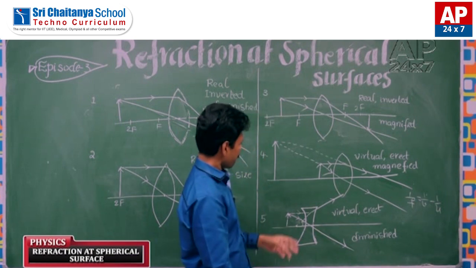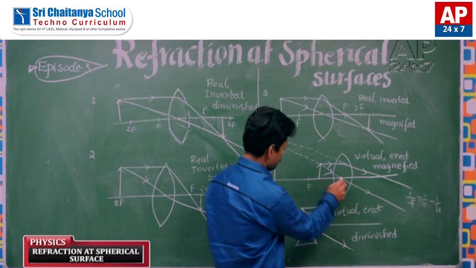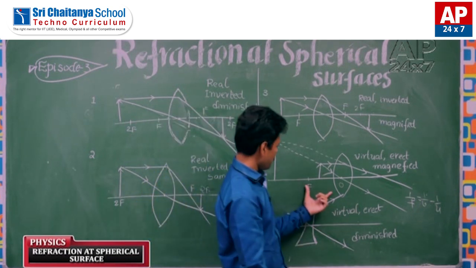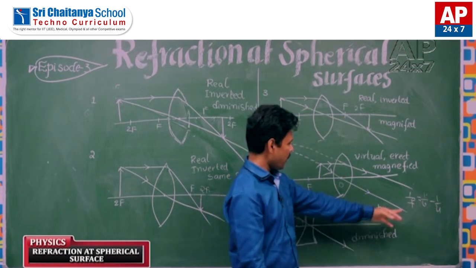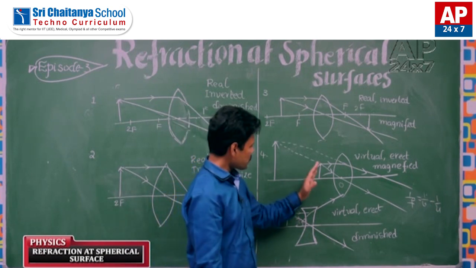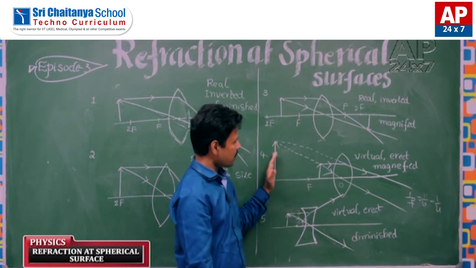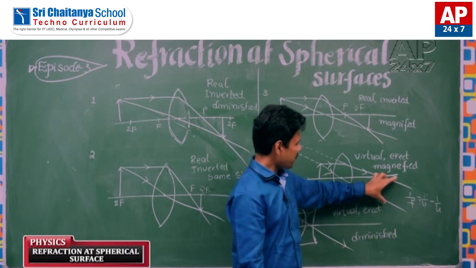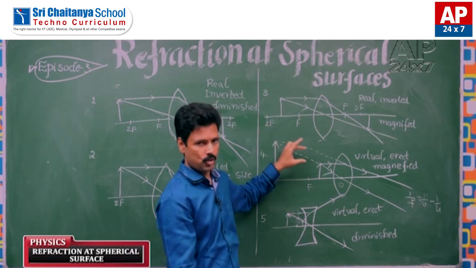Now let us take the next one. We are keeping the object in between focus and pole, or you can say optic center, right? Now see carefully, when we take the u value less than f, then the v value comes out to be negative. That means the image will be on the same side. Image on the same side means the rays are diverging after refraction. So we have to extend the rays back, right? That means the image is now virtual.